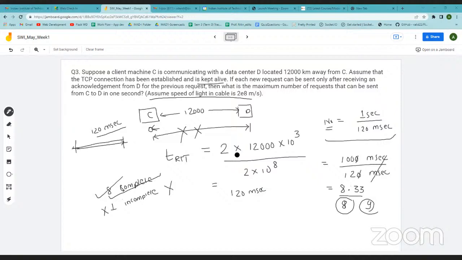Okay. There is one answer with 10 requests per second. I'm not sure how it came to be 10. That is okay. One has given an answer as 120 milliseconds. So probably you have stopped here, right? 120 milliseconds. You need to also calculate the number of requests. So one step ahead. I hope this question is clear, right?